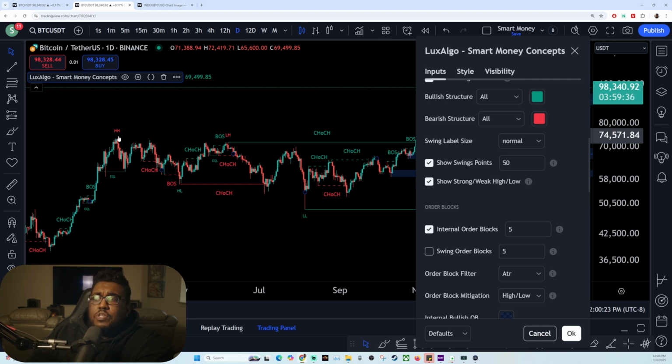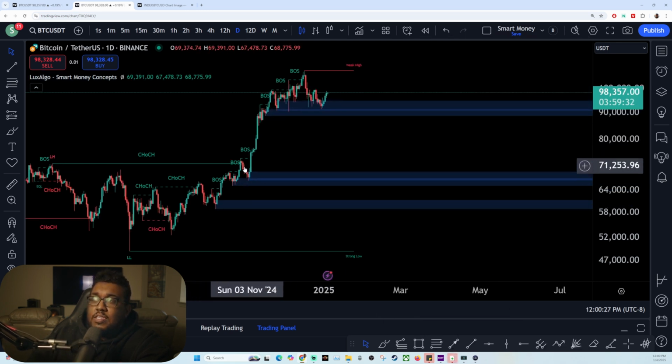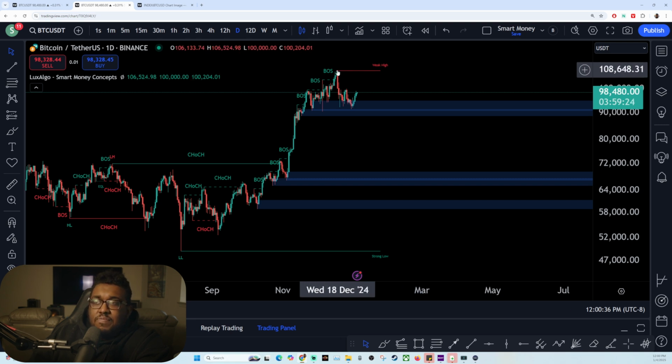I usually don't use these at all. And that's primarily because we have these order blocks here showing us levels of support, and I trust those levels of support just a little bit better. You can see the low right here, or the strong low, or the weak high right here. They're labeled. They're pretty clear. It's just that I already know there's a level of resistance there.